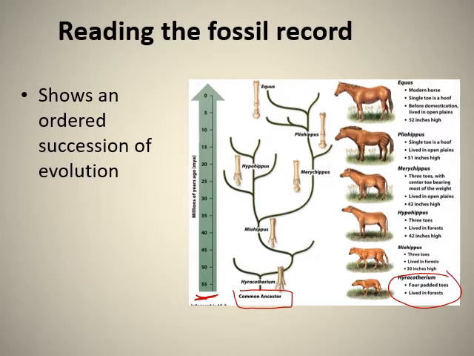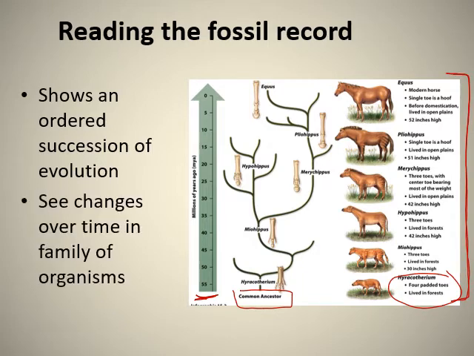4-padded toes, lives in forest. This is essentially coming right after our common ancestor. And a common ancestor is essentially just like it sounds. It's the common ancestor that all of these species here have diverged from. Okay, so they all share something in common and they're all related. We can look at this fossil record to see the changes over time in this family of organisms.